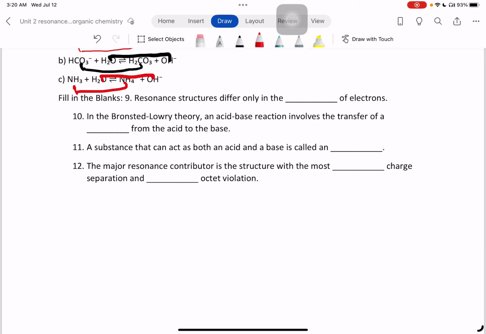Okay, so I hope you had a second to do the questions. So let's say, resonance structures differ only in the what? So we answered this before, in the distribution of electrons. Next, in Bronsted-Lowry theory, an acid-base reaction involves the transfer of a what? From an acid to a base, we said it's a proton. Okay, next, a substance that can act as both an acid and a base is a product.